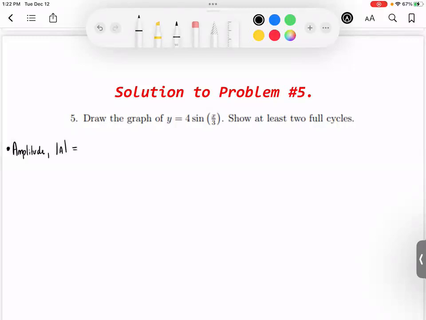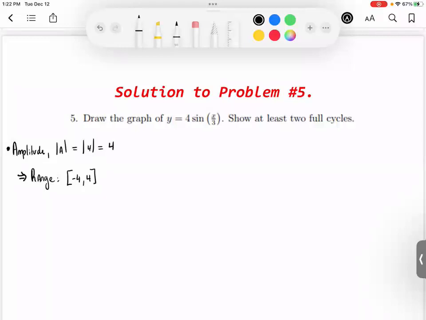In this case, you're taking the absolute value of 4, which is 4. The absolute value of 4 is going to be 4. So this gives you your range. What the amplitude allows us to do is scale the y-axis. It gives us the range. The range will be from negative 4 to positive 4.